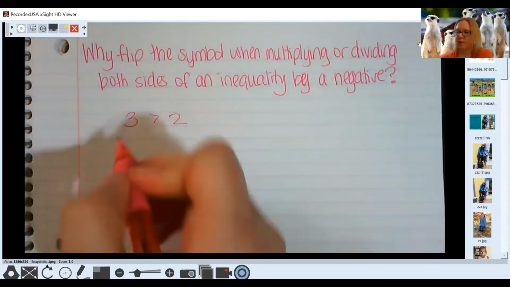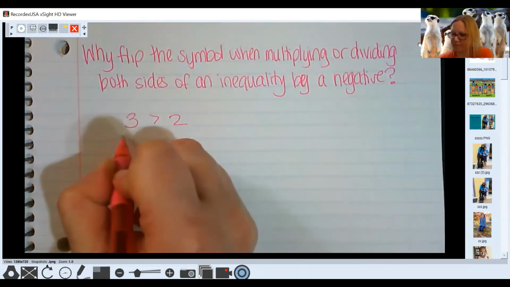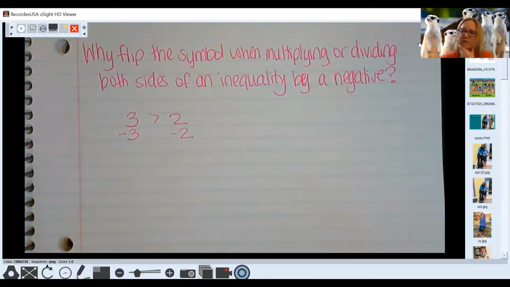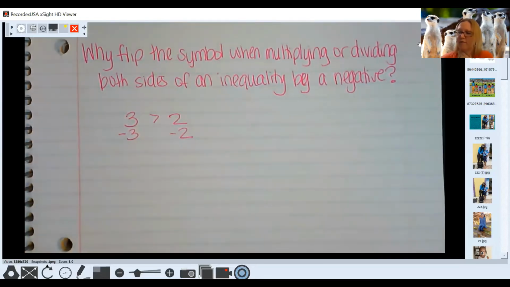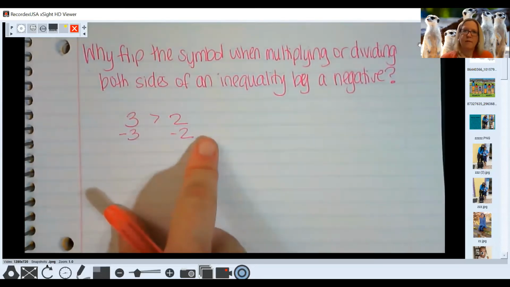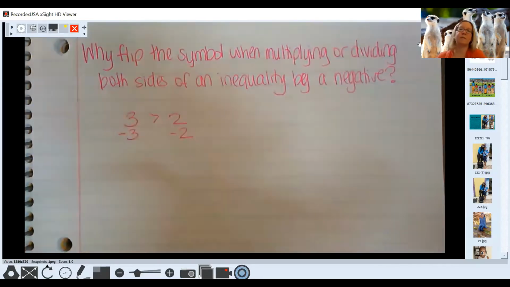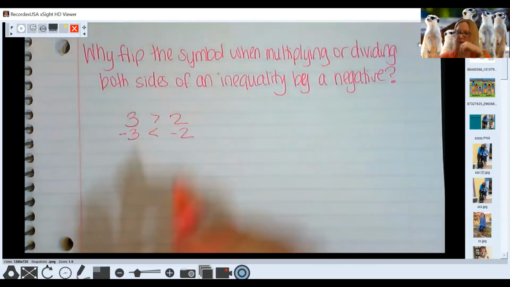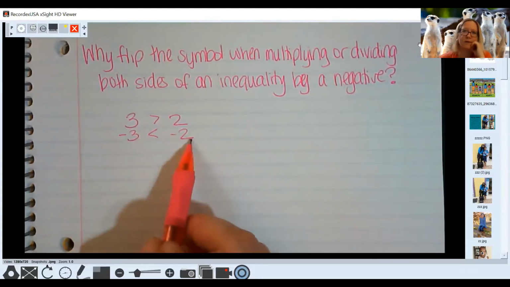But if I were to multiply both sides by, say, -1, those would become -3 and -2. So if I multiply both of these by -1, I have -3 and -2, so they've become their opposites. Since the numbers are opposites, this whole statement would have to become the opposite. So instead of greater than, that's going to become less than. And we know that this is true: -3 is less than -2.